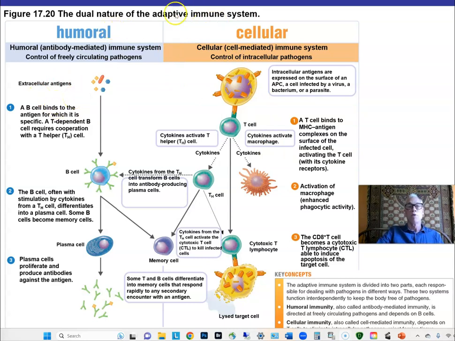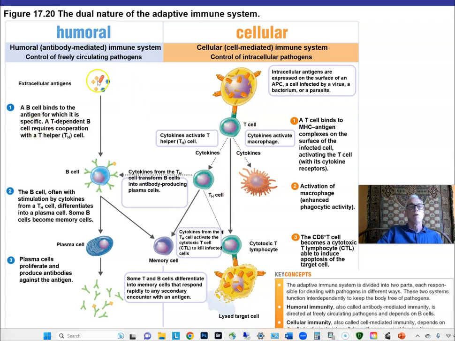We have two arms or branches of adaptive immunity. Humoral immunity deals with extracellular antigens or foreign substances. Humoral means in the body fluids, and it's all about antibodies. Antibodies are defensive proteins that specifically recognize and stick to foreign glycoproteins, proteins, polysaccharides, anything foreign that comes into the body. Cellular immunity deals with intracellular antigens or infective agents, and it's all about cells that can go around looking for infected cells and killing those cells.